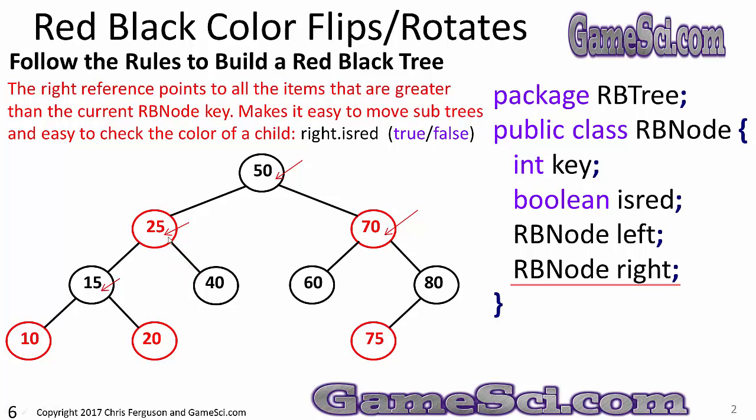When I want to check what color 25's right child is, I can go to right.isRed and I'll go to the right child, check the isRed field. It's false, so it must be a black node. In 15, its right child.isRed would take me to this node. IsRed would be true for that node. I would know that the right child of 15 is red.